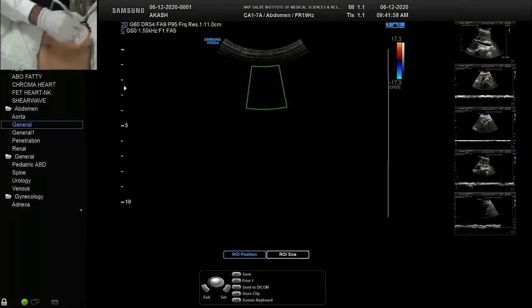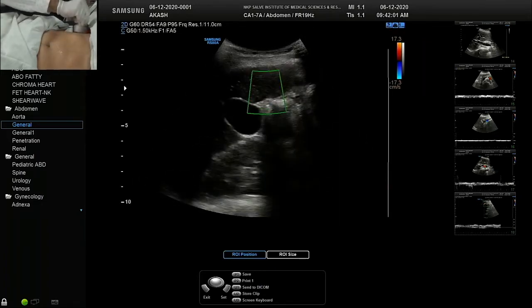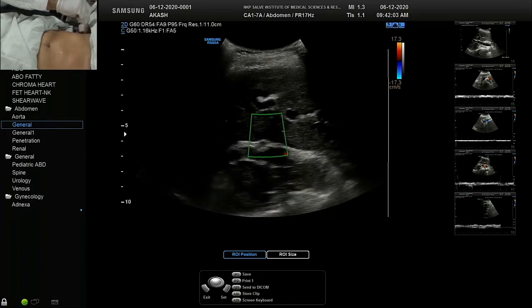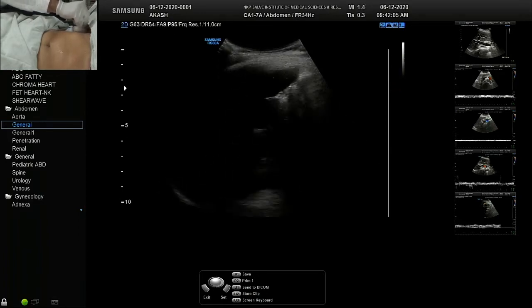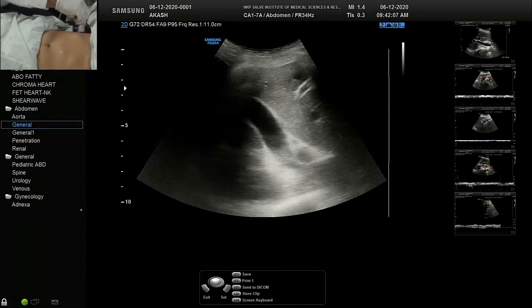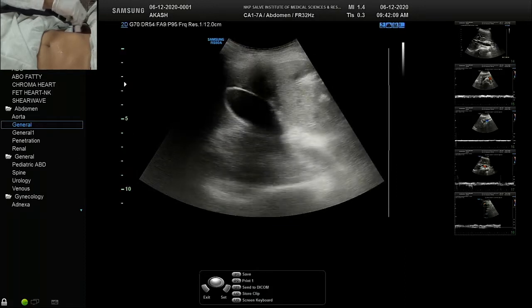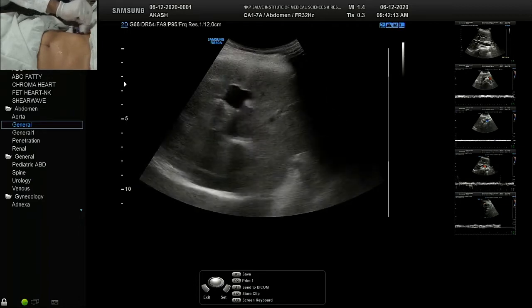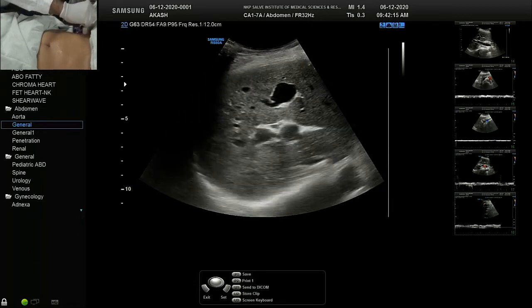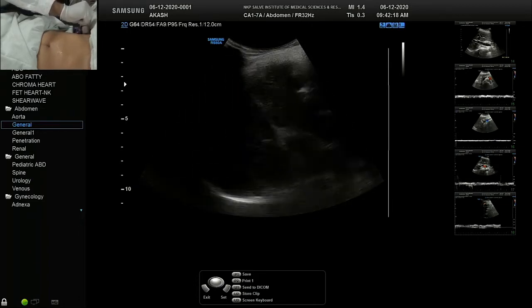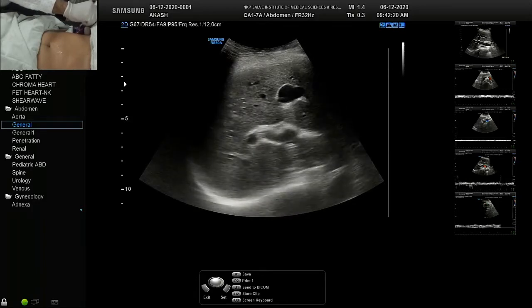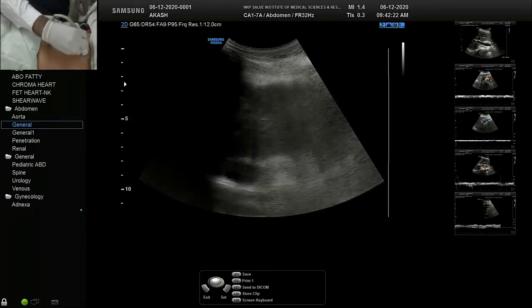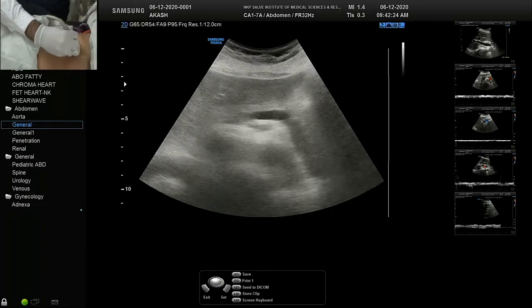So till now we'll scan for the gallbladder if there are any other collaterals. See, the patient doesn't have a liver disease as such. The parenchymal echotexture is almost normal, but there is patent paraumbilical vein, recanalized paraumbilical vein.